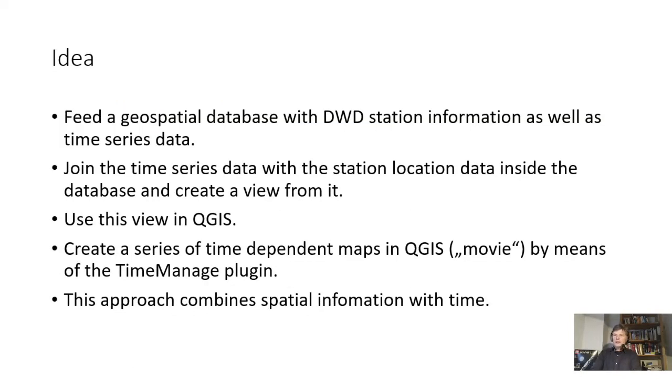So the idea is to feed a geospatial database with DWD station information, as well as the time series data recorded at these stations. Then we join the time series data, which is time varying, with the station location data, which is static, inside the database, and we create a so-called view from it. It's a relation which we can use later. So we use this view in QGIS, and we create a series of time-dependent maps, a kind of movie, by means of the TimeManager plugin.